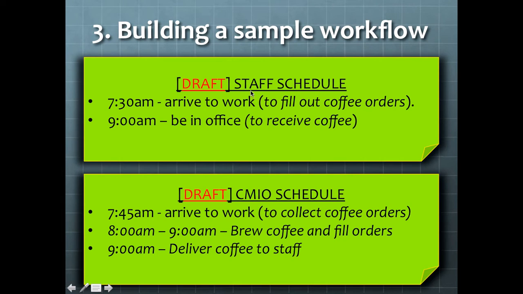We might also need some staff schedules to make sure this workflow works. For the staff, we expect them to show up at 7:30. They have to arrive to work to start filling out their coffee orders. And at 9 o'clock, they need to be in the office to receive their coffee. And for the CMIO, there's a slightly different schedule. The CMIO has to arrive at 7:45 to collect the coffee orders. And then from 8 a.m. to 9 a.m., they're going to be brewing the coffee and filling the orders. And at 9 a.m., deliver the coffee to the staff. It's important to note that schedules actually play a very important role in building workflows.